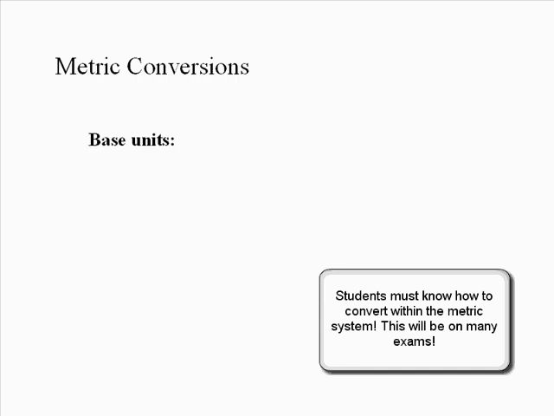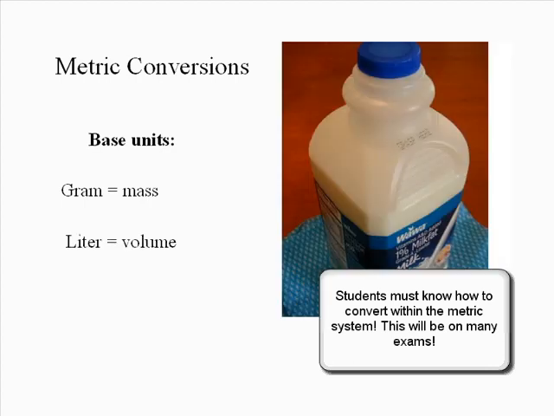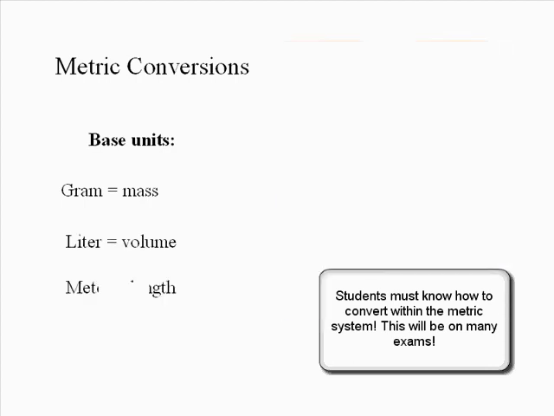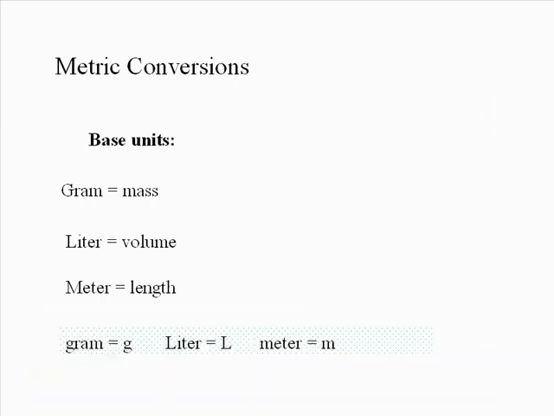Metric conversions. In the metric conversions, there are some base units: gram, which is going to measure your masses; liters, which measure volumes; and meters, which measure length. These are abbreviated as g, capital L, small m. In the metric system, there are prefixes attached to each of those base units.